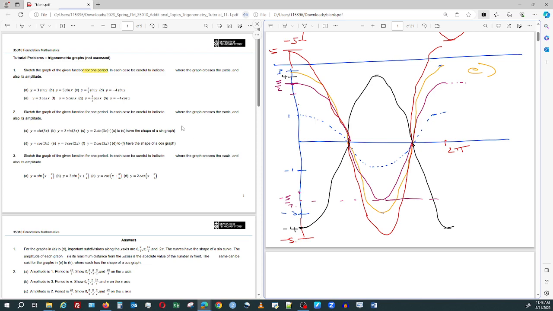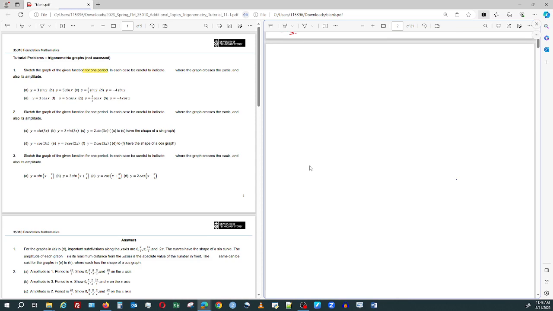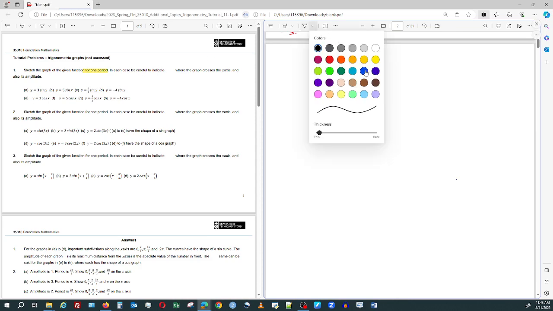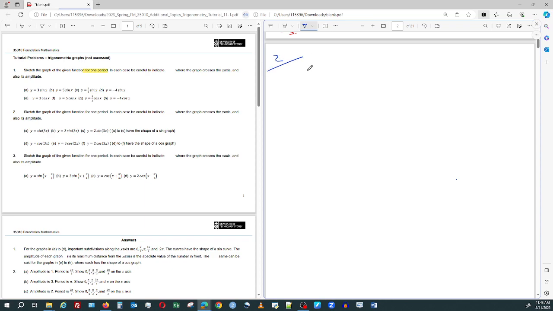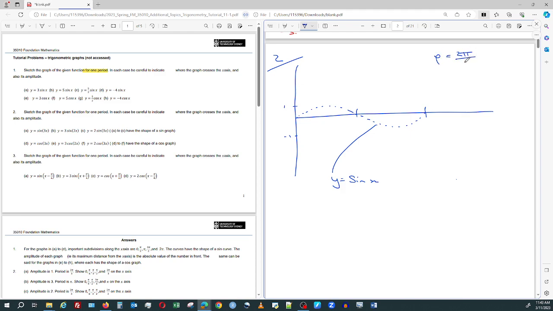Alright, question 2. What's question 2 going to bring us? Question 2 is going to question our ability to interpret amplitude. Because what we've got with y equals sine 3x. So I'll probably do these separately. So just y equals sine x. Now we know the period is equal to 2 pi over b.